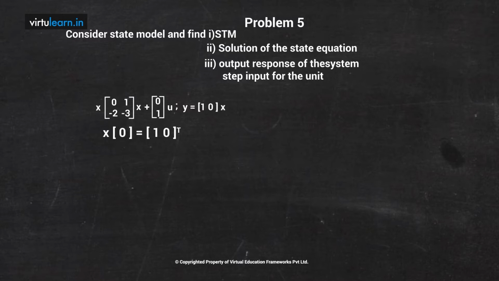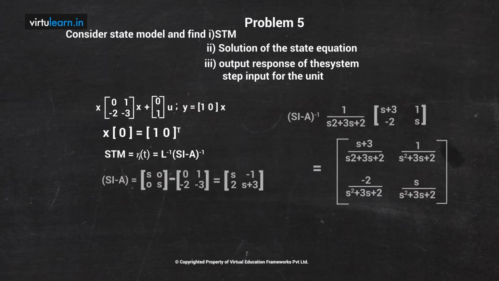Since we have initial conditions, we need to find the solution of the state equation as well as the output response of the system. The first part is the state transition matrix, which we already know how to find. As per the definition, the state transition matrix is phi of t equal to the Laplace inverse of (sI minus A) whole inverse, where s is the Laplace variable and I is the identity matrix, and the A matrix is [0, 1; minus 2, minus 3]. When you substitute here, we get (sI minus A) whole inverse, and after that we need to find the inverse Laplace transform.